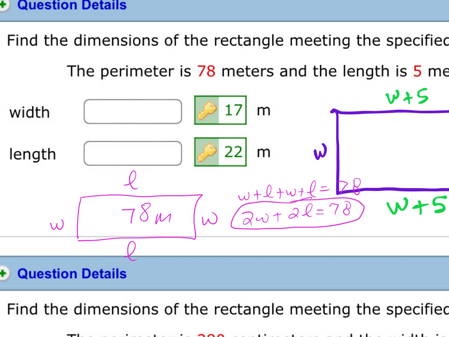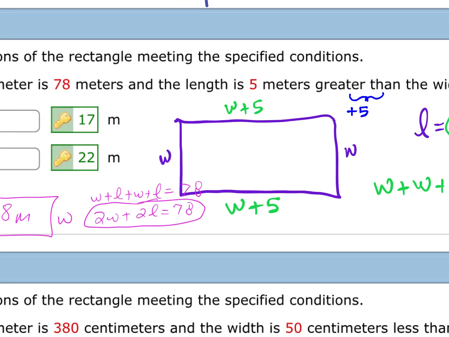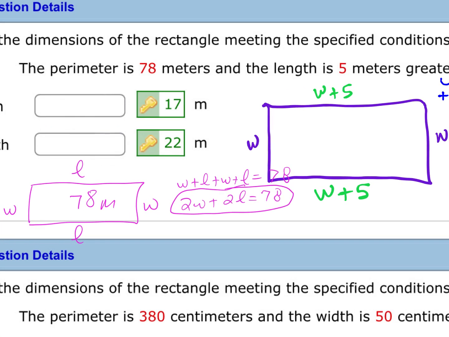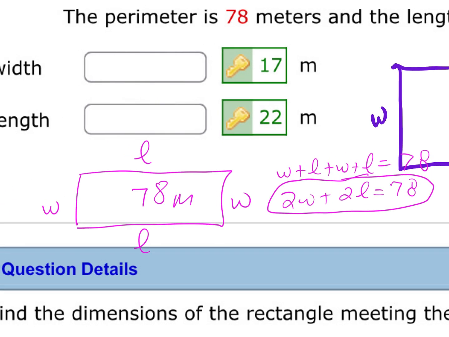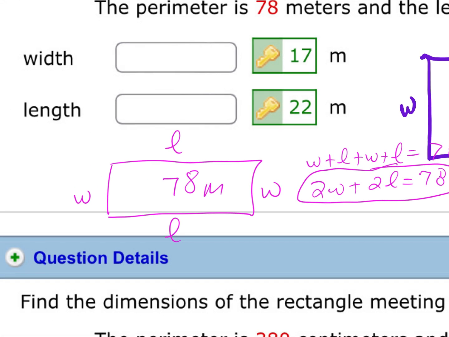The second part of this says the length is 5 meters greater than the width. What does that mean, greater than? You add 5. So the length is, means equals, 5 meters greater than the width. What is this set up for me to do? If I know what L equals.